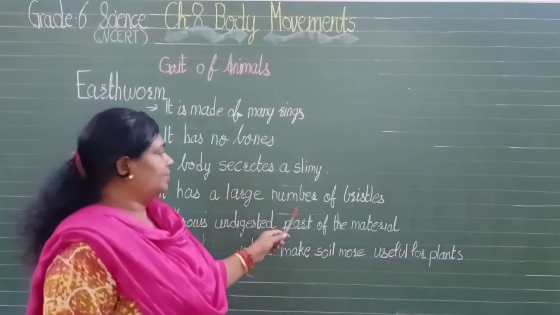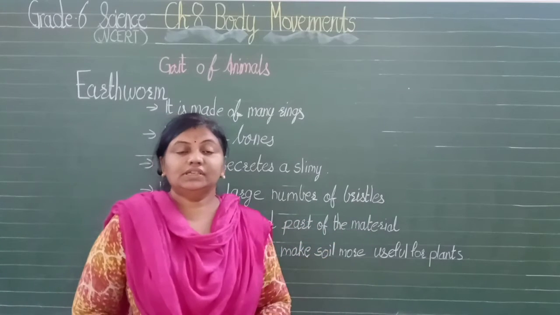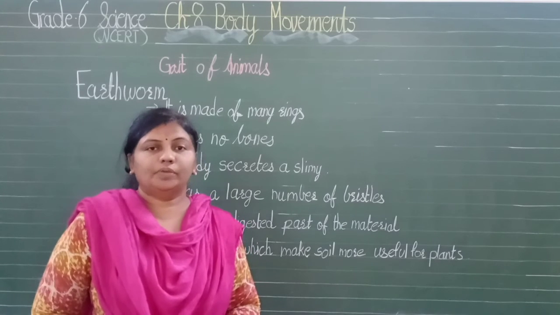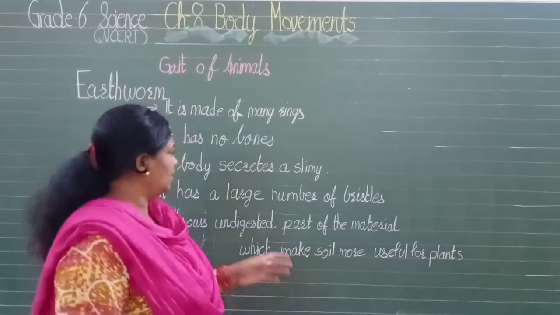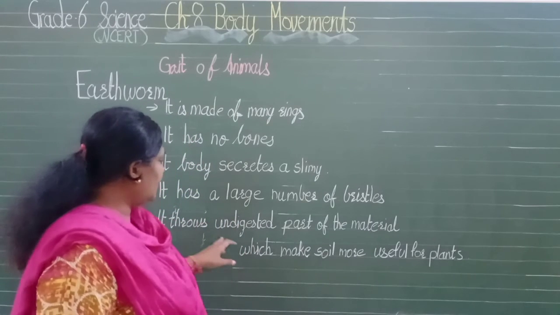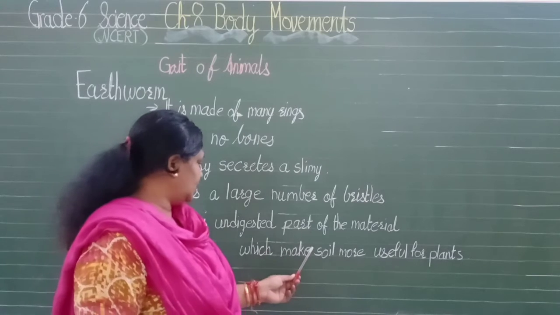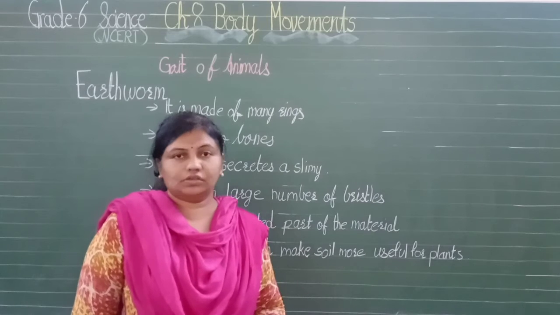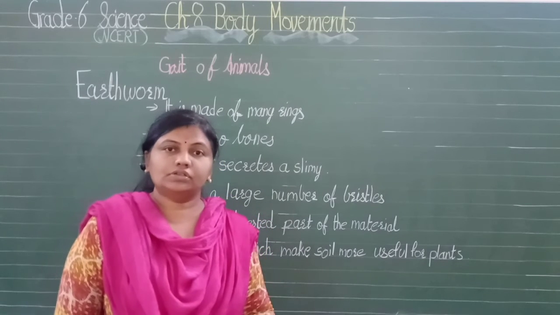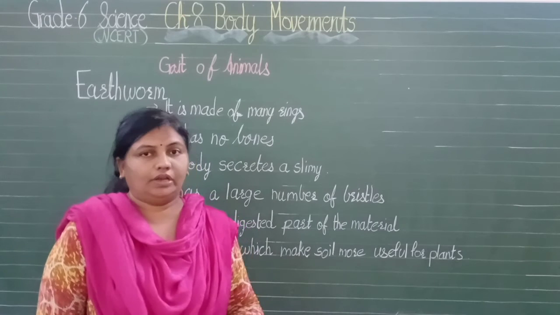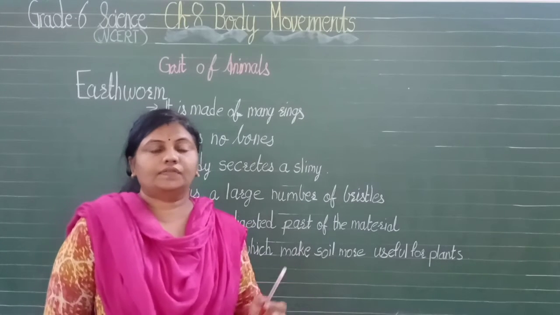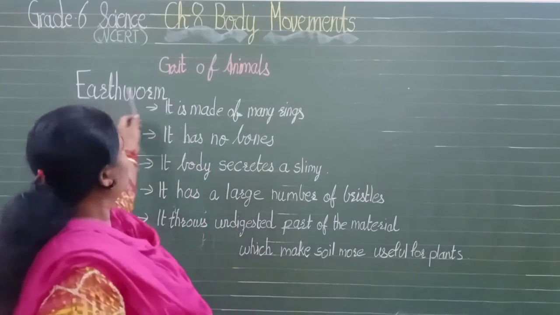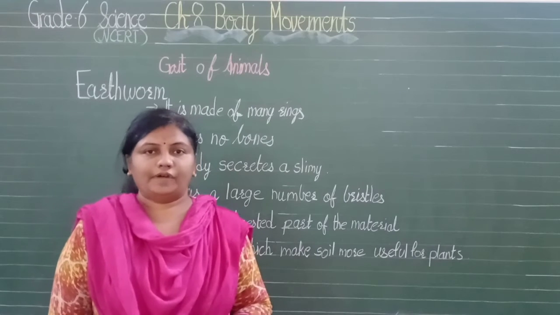It has a large number of bristles, means it has a large number of tiny hairs, due to which movement is easily possible and it helps it a lot. It throws away the undigested part of the material, which makes soil more useful for the plant. It eats also from the soil, and it also throws the undigested part in the soil back. So such kind of soil is very much useful to the plants. So earthworm is also known as the friend of a farmer.